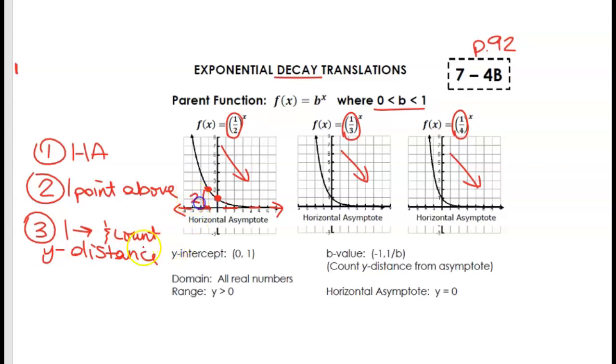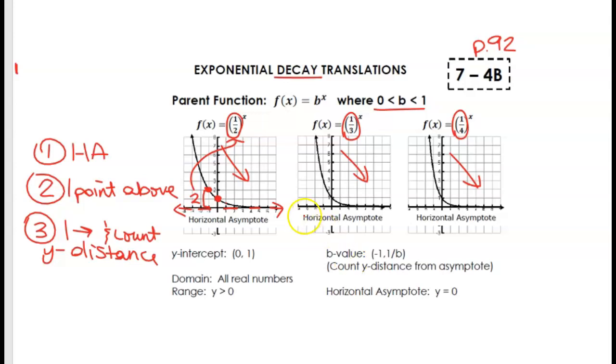That distance is 2, which means that my b value cannot be 2, because my b value is supposed to show exponential decay, right? So it's supposed to be between 0 and 1. However, my b value is 1 over that distance. So that distance right here becomes the denominator. Do you see that? It's really the only difference. That's fine. So let's try the next one.